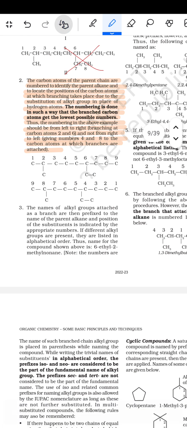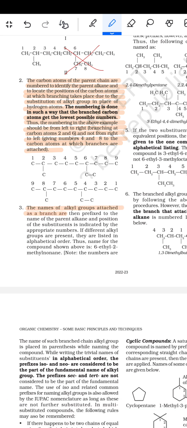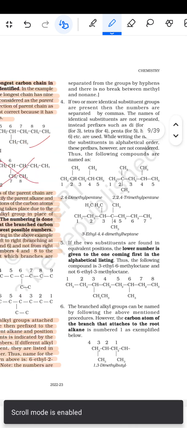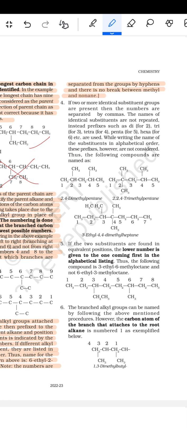उसके बाद फिर आता है तीसरा, the names of the alkyl groups attached as a branch are then prefixed to the name of the parent alkane and the position of the substituent is indicated by the appropriate number. If different alkyl groups are present, they are listed in alphabetical order. Thus the name for the compound shown above is 6-ethyl-2-methylnonane. Note the numbers are separated from the group by hyphens and there is no break between methyl and nonane. चौथा कि if two or more identical substituent groups are present then the numbers are separated by commas.